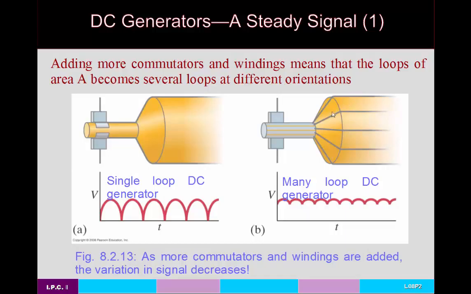So there is some change because this rotates from here to here while this one gets from here to here. But the change is actually fairly minimal, and so your signal basically ends up looking something like this.